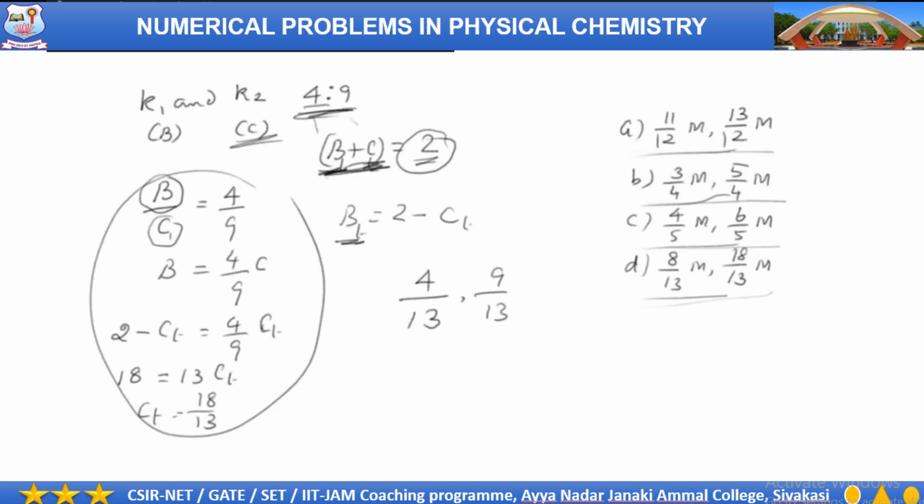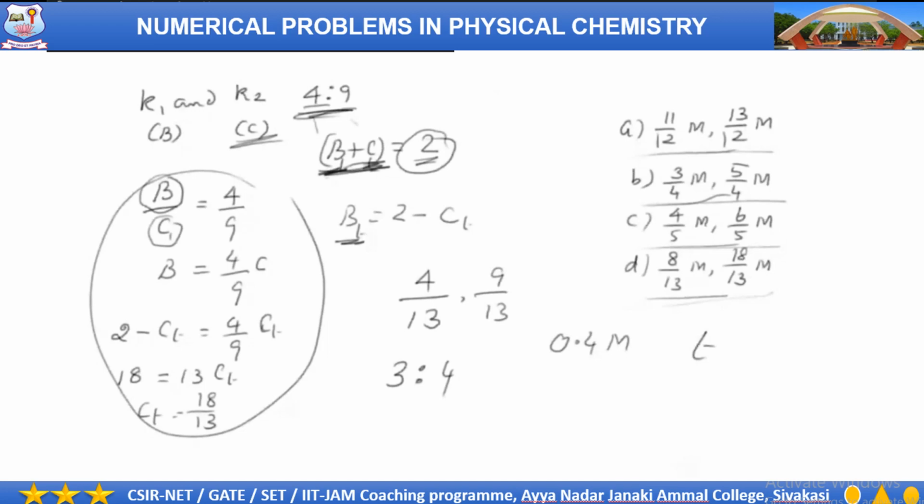Yes, sir. If you understand this, now work out this problem. The ratio of K1 and K2 is 3:4. The total concentration of B and C is equal to 0.4 molar. What is the concentration of B and C at time T?